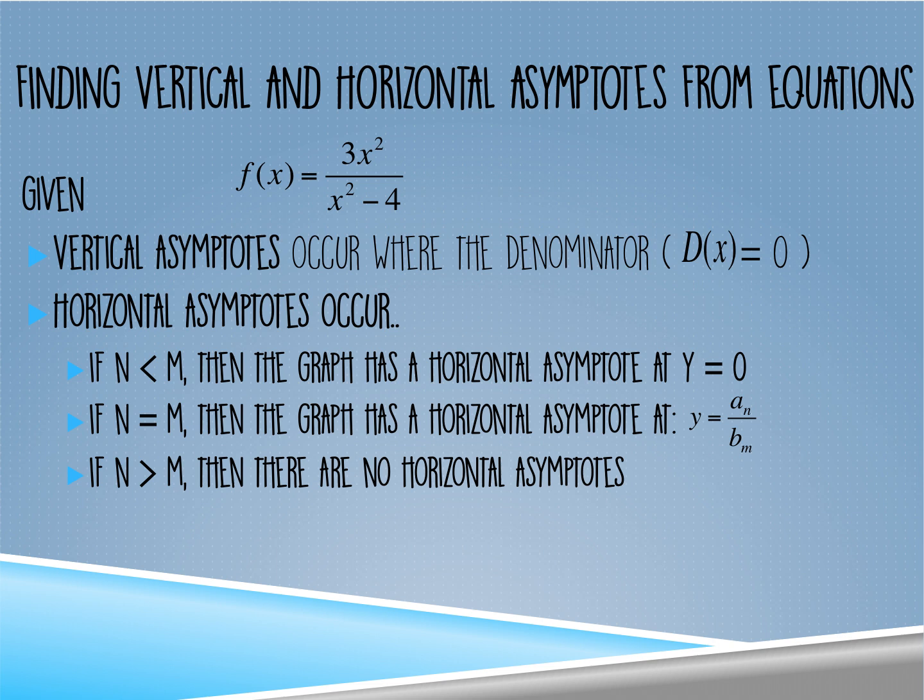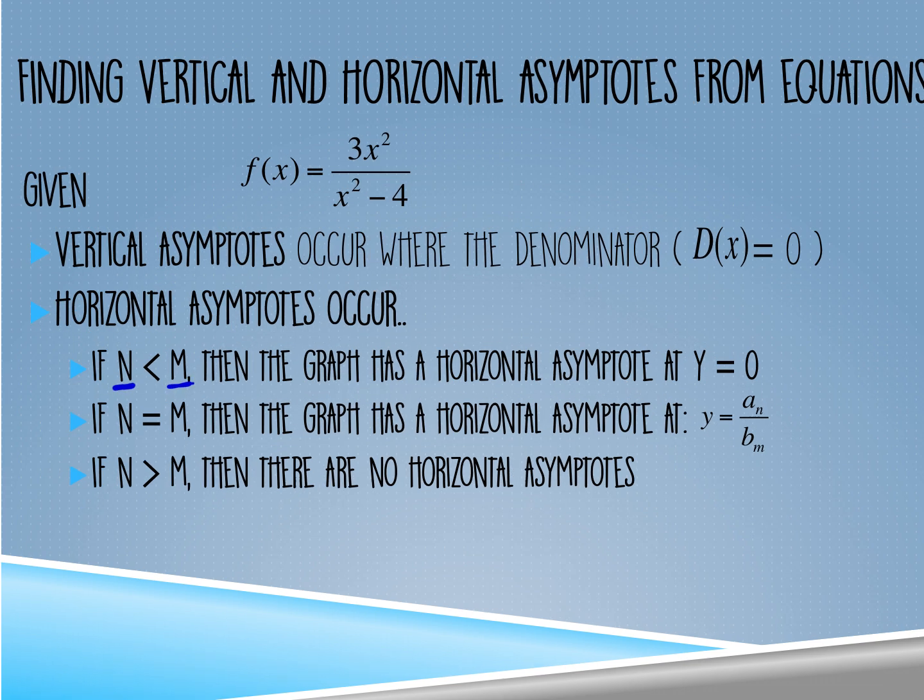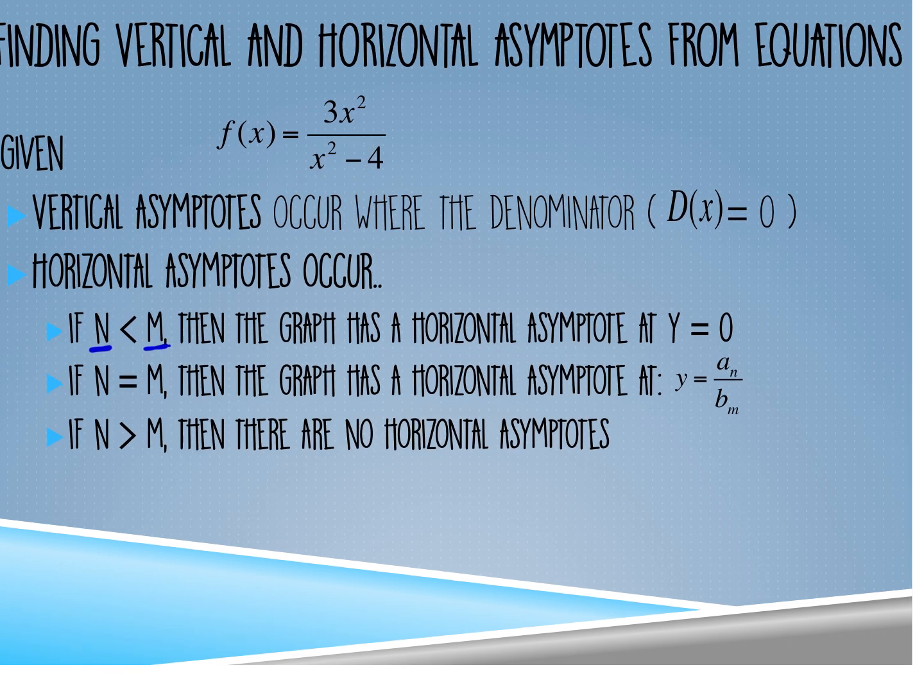So to find horizontal asymptotes, we've got 3 rules. So it says if the degree of the numerator is less than the degree of the denominator, then the graph has a horizontal asymptote at y equals 0. So if I had something like x over x squared, the degree of my numerator is less than the degree of my denominator, then my horizontal asymptote is y equals 0.